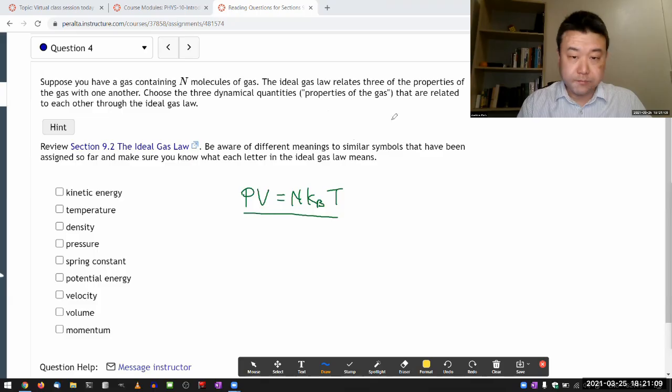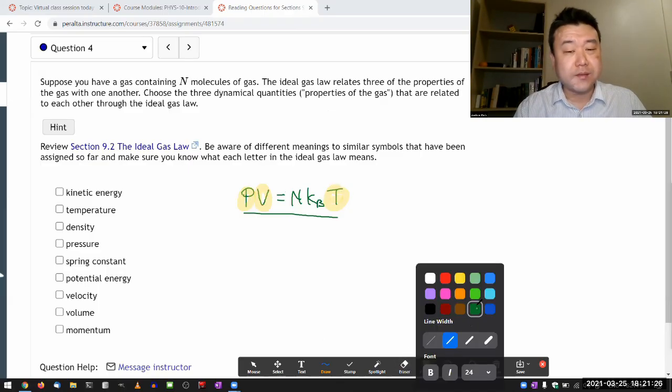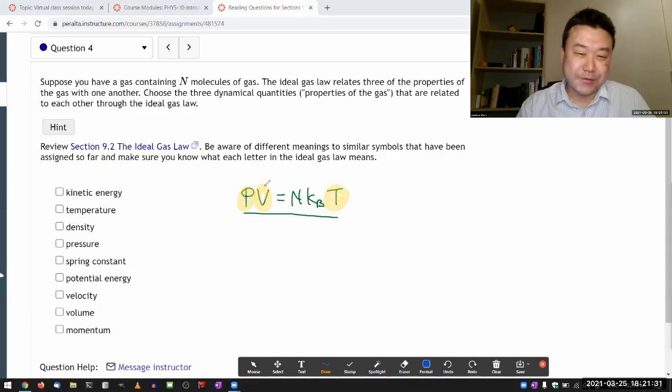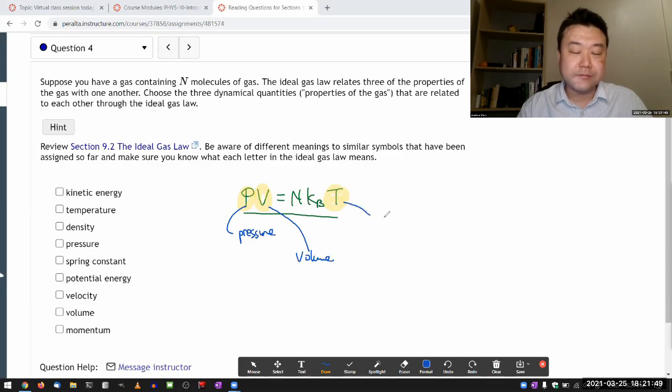The dynamical quantities, as in properties of gas, would be P, V, and T. And the thing to be careful about is we've used these letters to mean different things before. We've used the P to mean momentum, the V to mean velocity, and the T to mean time. And it doesn't mean any of those things. The capital P here stands for pressure, the capital V here stands for volume, and the capital T here stands for temperature.